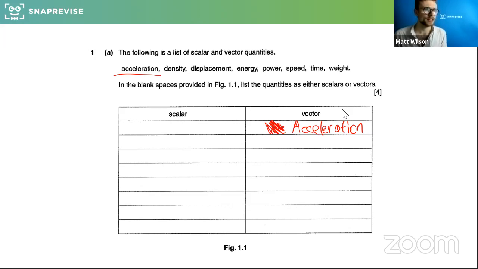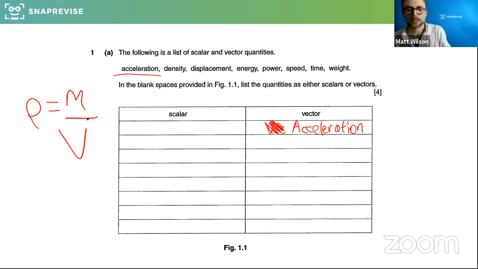So do we think density? Okay. Density, vector or scalar? What do we reckon? Scalar. Good. Okay, so let's just remind ourselves. Density is mass over volume. What's mass? Mass is a scalar. It's just a number. It says how much stuff you're made of. Volume is a scalar. It says how big something is. We're dividing two scalars by each other, we get a new scalar. Okay, density.